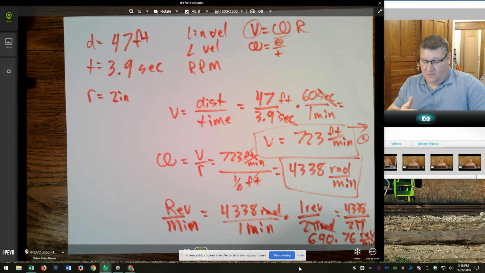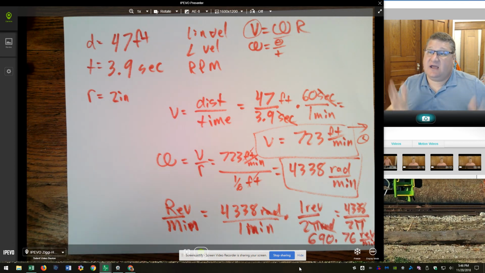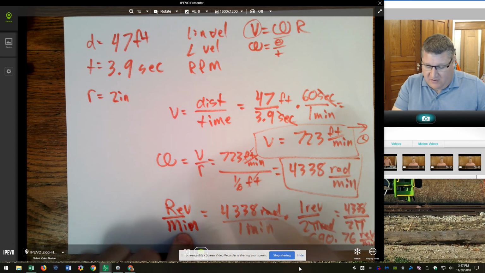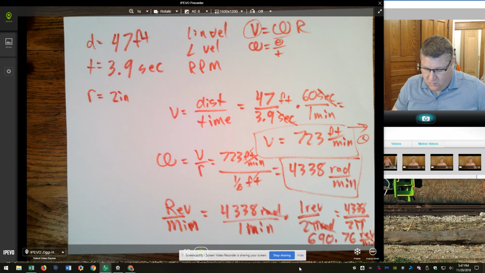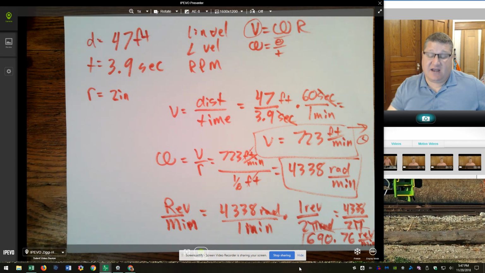Okay, so nothing overly challenging about this. You have to look at your units. You have to write them out. You have to show your work. Ladies and gentlemen, this is not something you can just look at and have an answer for.